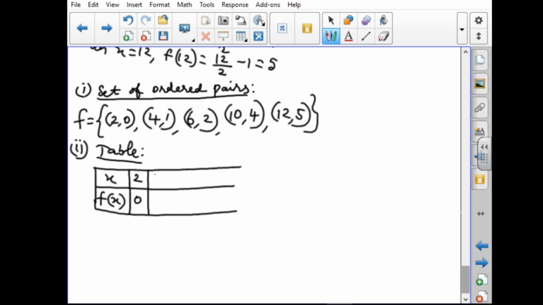Second, 4 comma 1 means 4 here and 1 here. 6 comma 2 means 6 and 2. Next 10 comma 4. Next 12 comma 5. This is table form. Third one is arrow diagram.